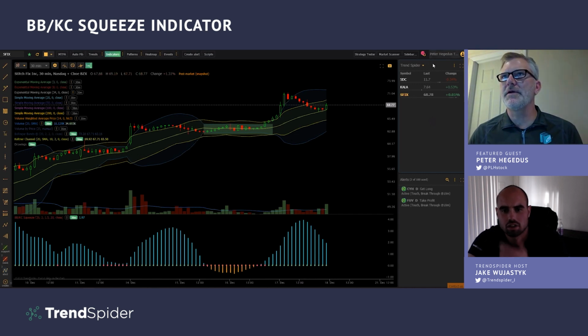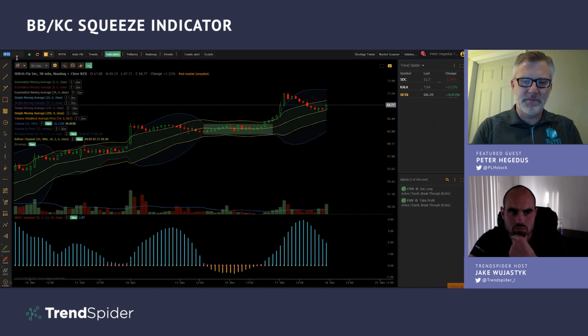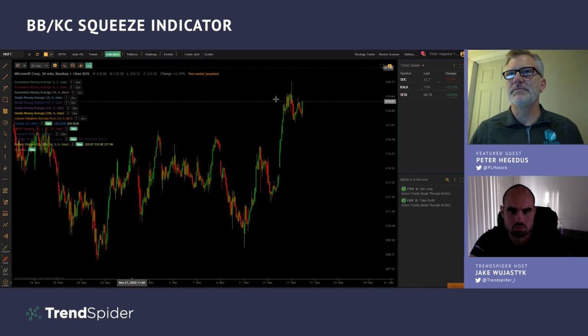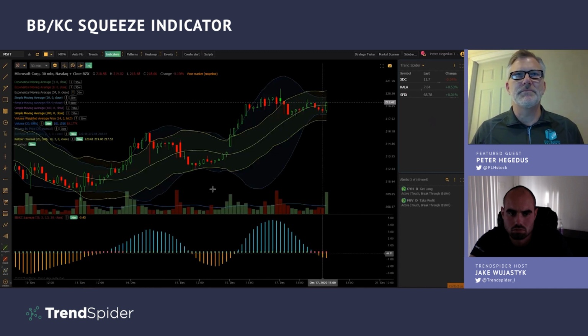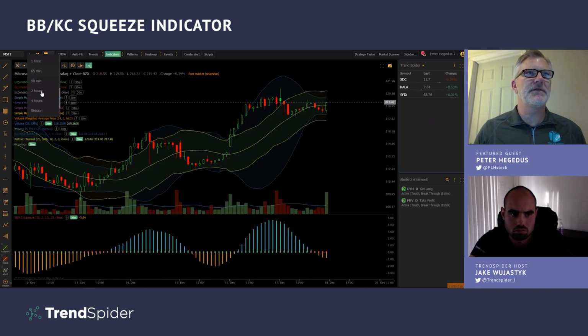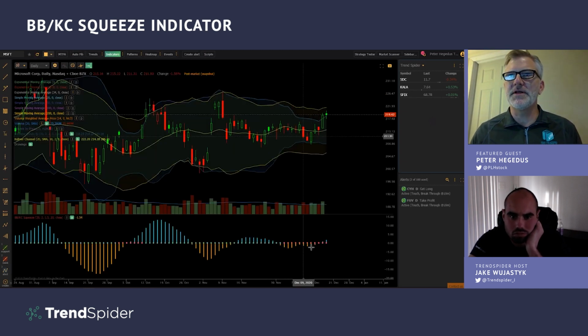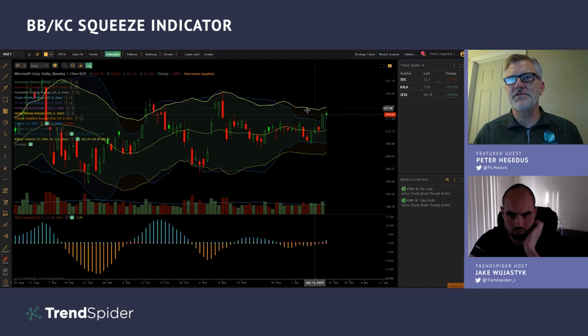We can look at a couple other examples of this. Let me actually bring up the Microsoft Daily. That is actually still squeezing, but it's actually squeezing on our 30-minute chart as well. But let's go to the daily. This is something I just traded recently and actually took some profits on this one yesterday. But you can see on this one as well, you've got that Bollinger Band really tight inside the Keltner channel.